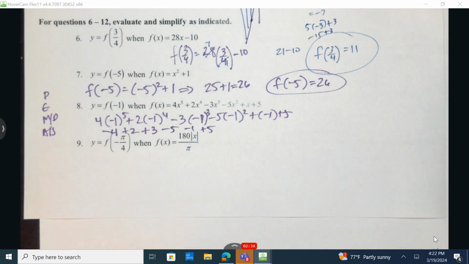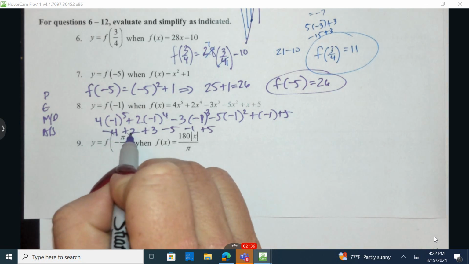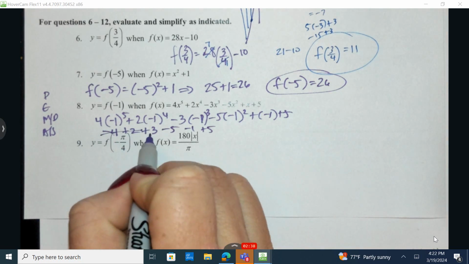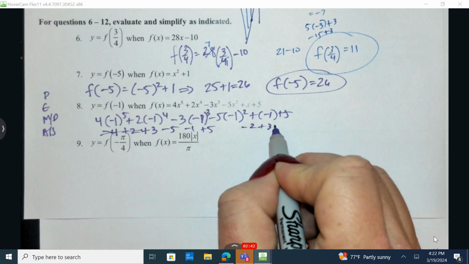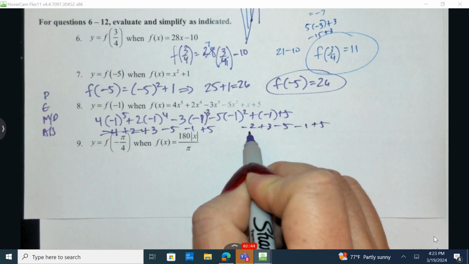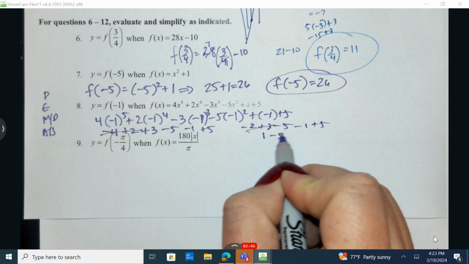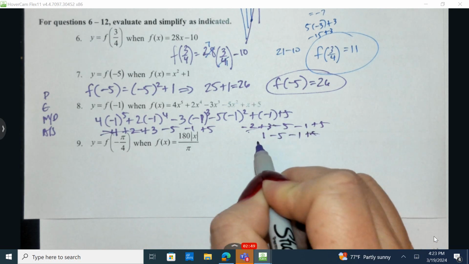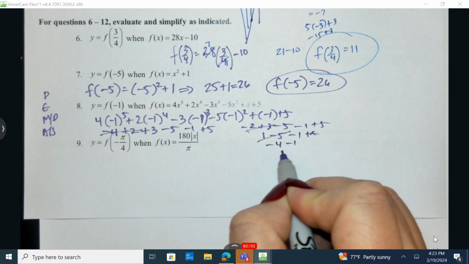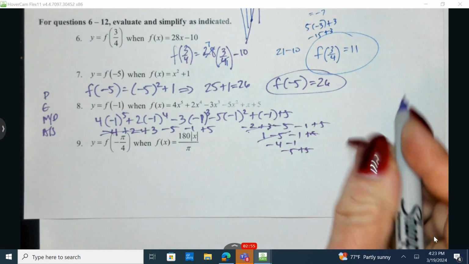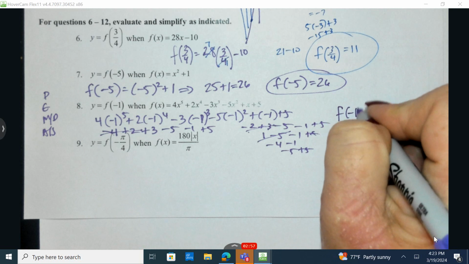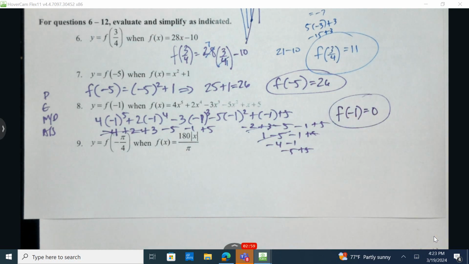Now from left to right, I'm just going to combine. So this is going to give me a -2, -2 plus 3, and I just have -5 minus 1 plus 5. Okay, this is going to give me a +1 minus 5. It's going to be a -4, -5 plus 5, and I end up with a 0. So I need to still write this as f of -1 equals 0.